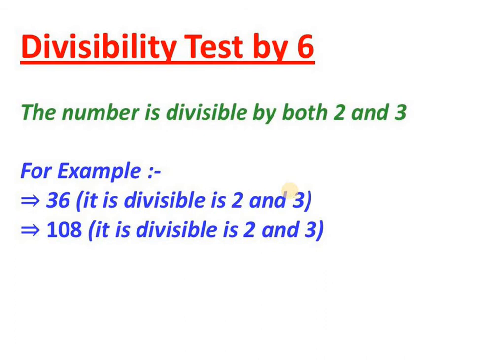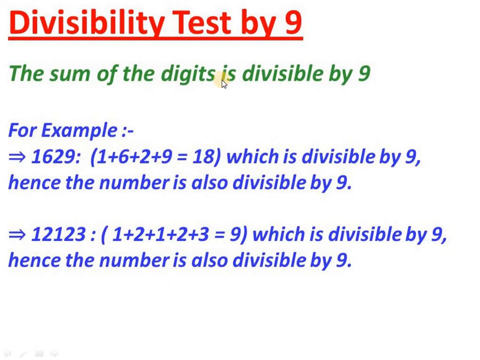Yes. Moving ahead, we have the divisibility test by 9. The sum of the digits is divisible by 9. A very simple rule: all the digits' sum, like 1 plus 6 plus 2 plus 9, must be divisible by 9. So let's see. 1 plus 6, 7. 7 plus 2, 9. 9 plus 9 will give you 18. In this way, 18 is divisible by 9. 9 twos are 18. So this satisfies the condition.